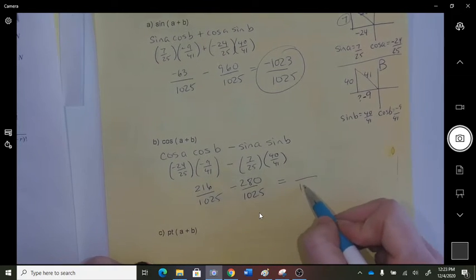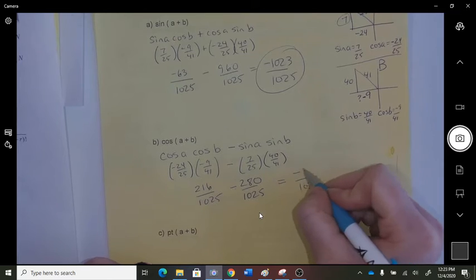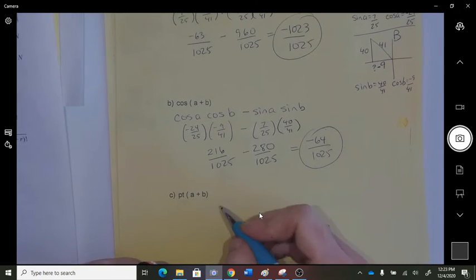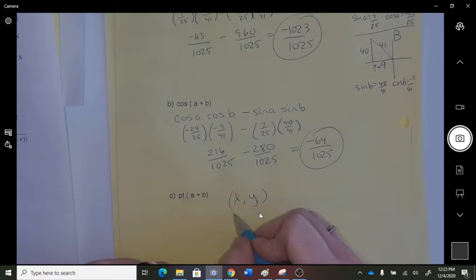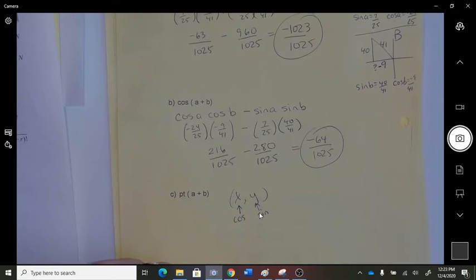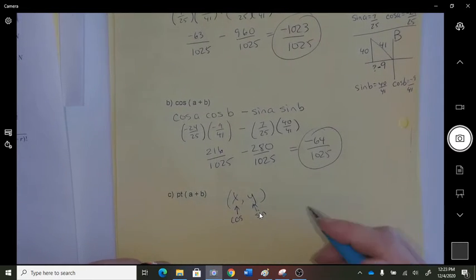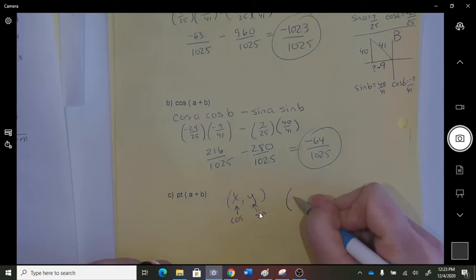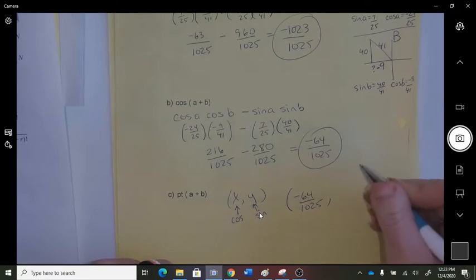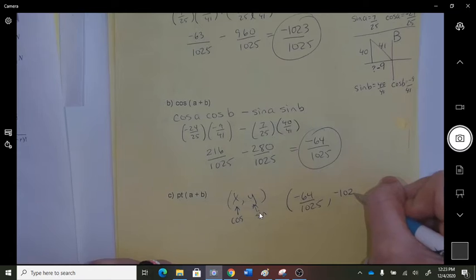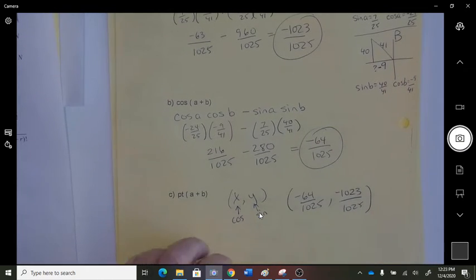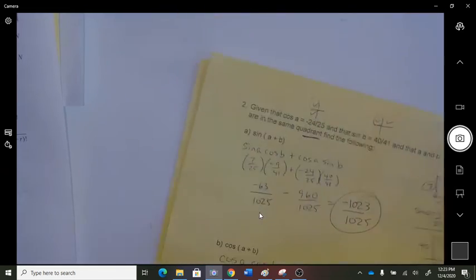And I end up with negative 64 on the top. So the coordinate of the point, x, y, but we use cos and sine to represent those on a plane. So your answer will be negative 64 over 1025, comma, negative 1023. Okay.